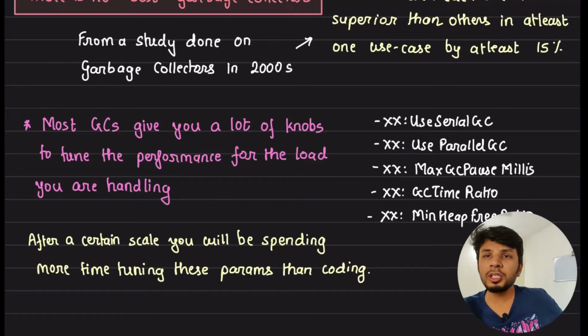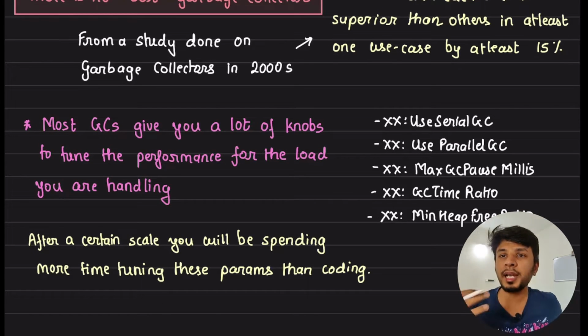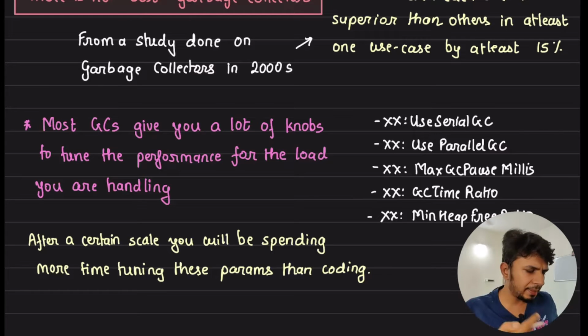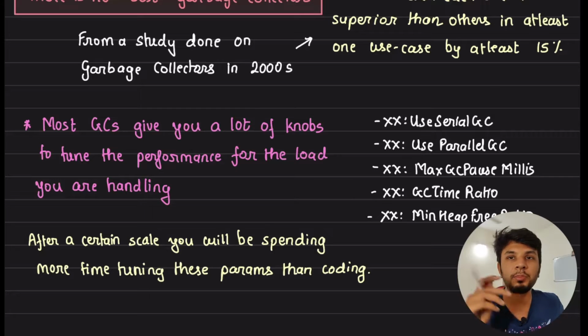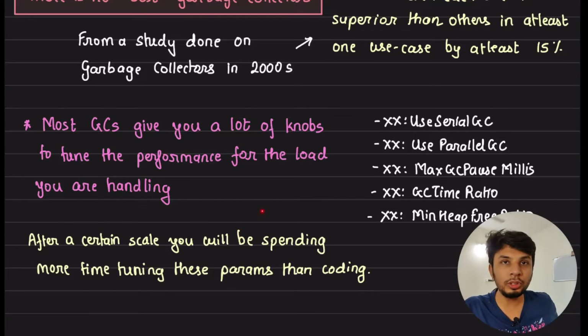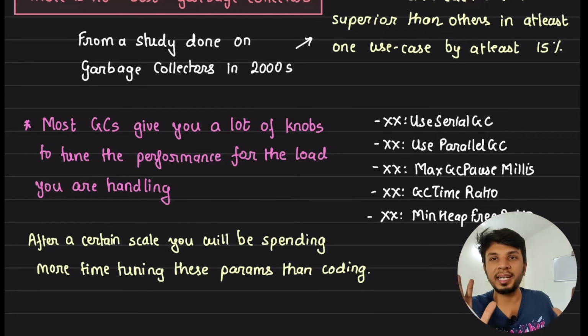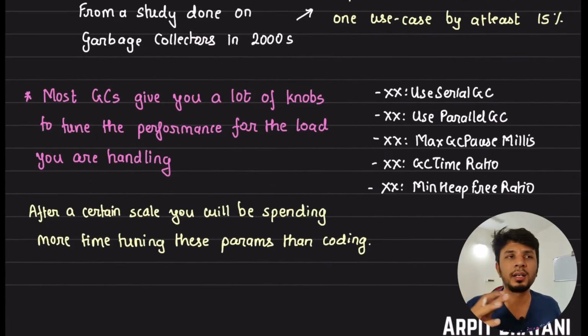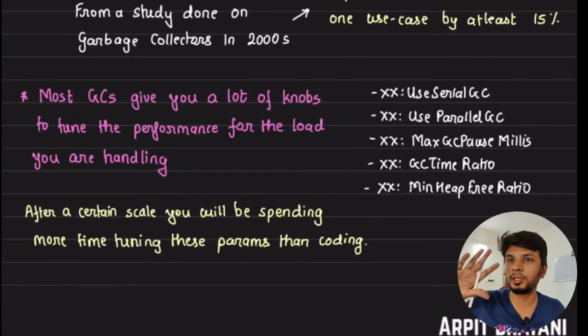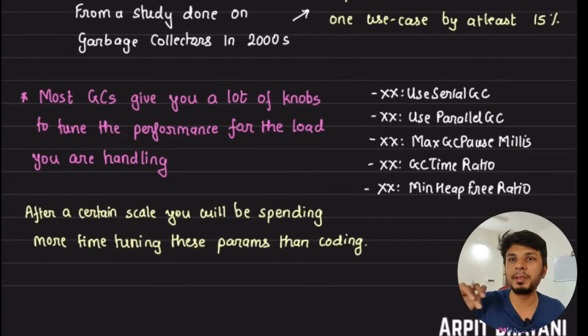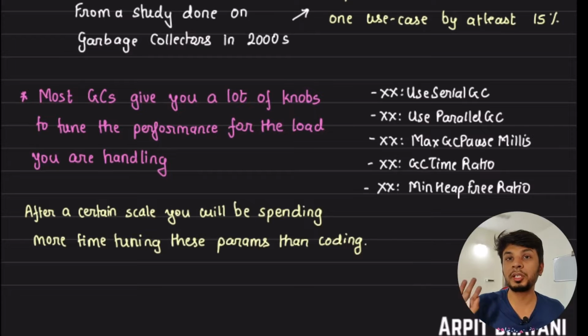And now, how do you get performance out of your garbage collector? Most garbage collectors give you a lot of knobs. When I say knobs, these are tunable parameters which help you tune the performance of your garbage collector for the load that you are handling. These are Java specific examples, but in every language and for every garbage collector you pick, there are a lot of parameters that you can tune. Go through the documentation to understand it.